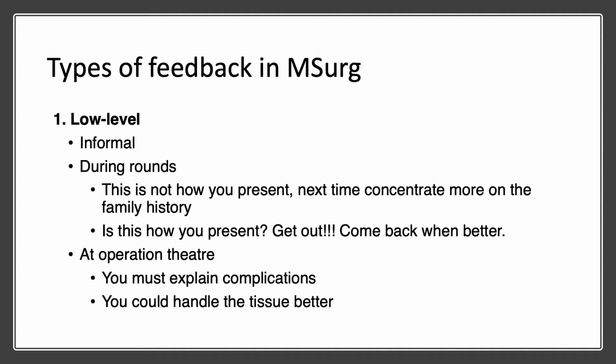In our Masters in Surgery program, we have several types of feedback. The first type, I would classify as the low-level feedback. This is some of the feedback that you would give to the trainee in an informal setting and on an ad hoc basis. For example, during rounds, if the positive family history is not mentioned at all for a prostate cancer, for example, you would feedback that this is a weakness. The candidate needs to concentrate more on that part of the history.